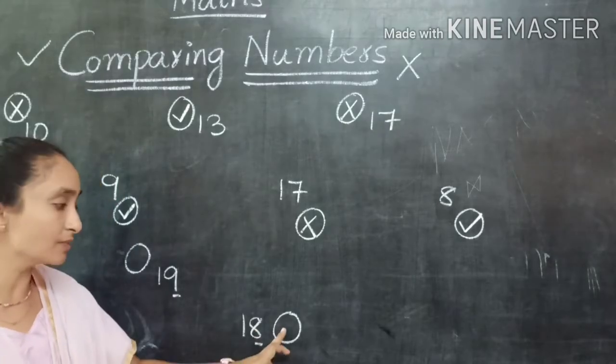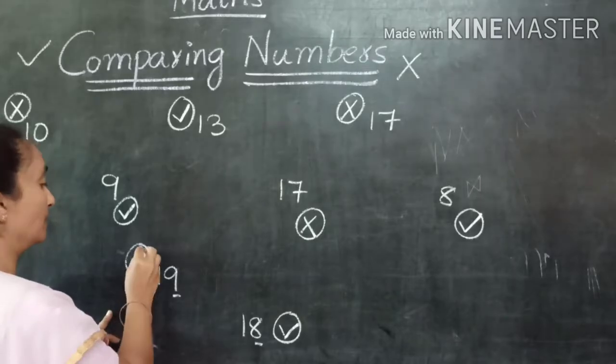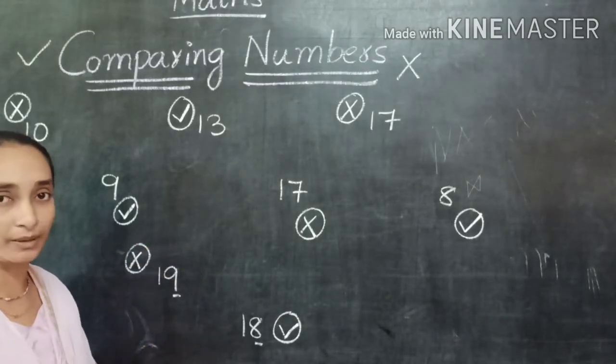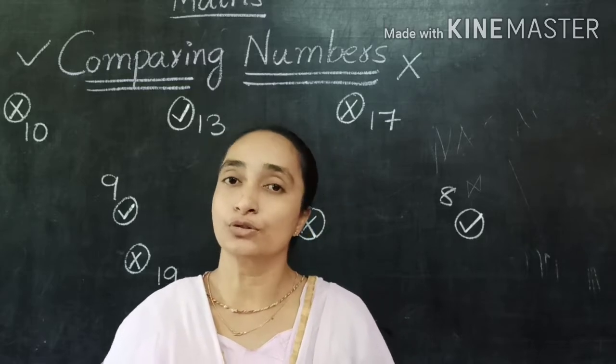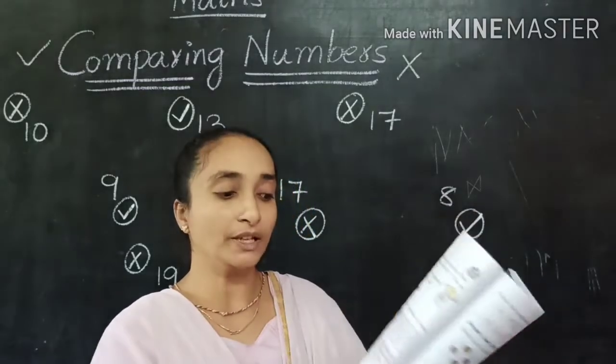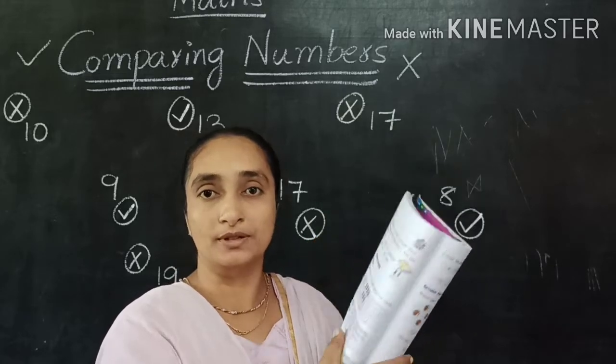So this is the small number. You can give the tick mark. So this is the big number. You can cross out the big number. So here we have completed the comparison of two numbers. So in your textbook, children, here we have an exercise. You can do it in your textbooks.